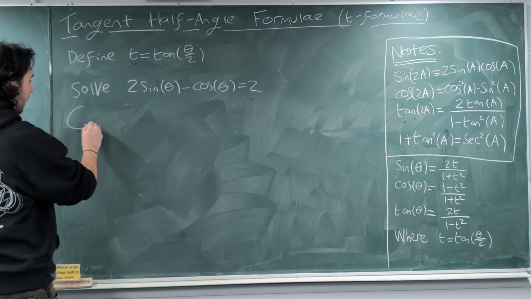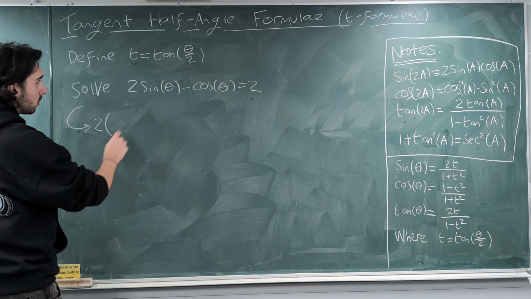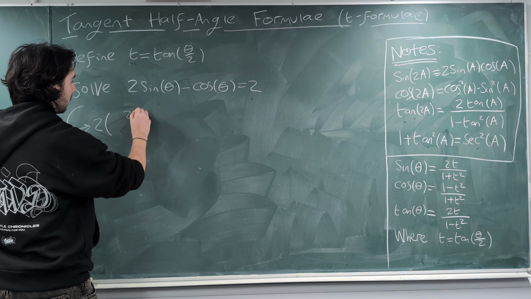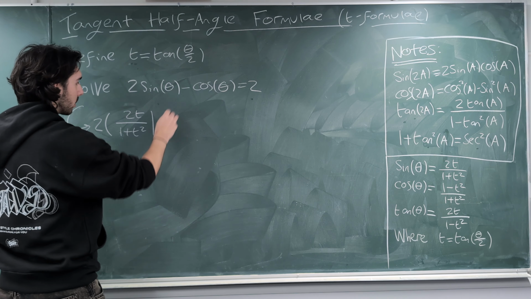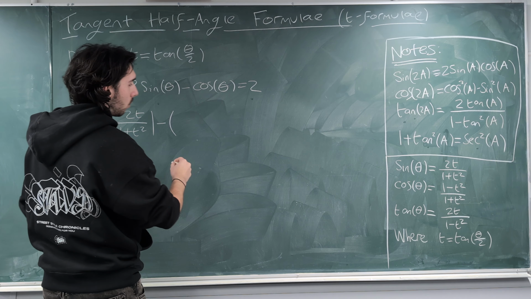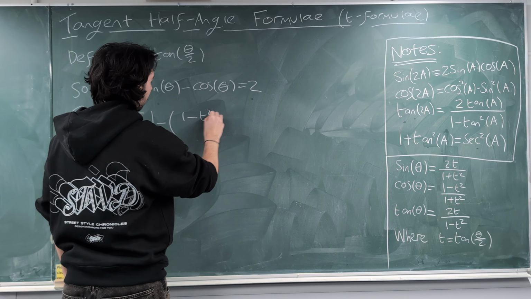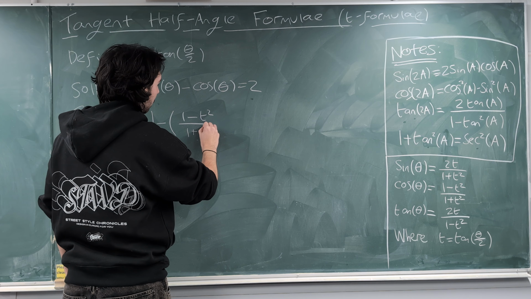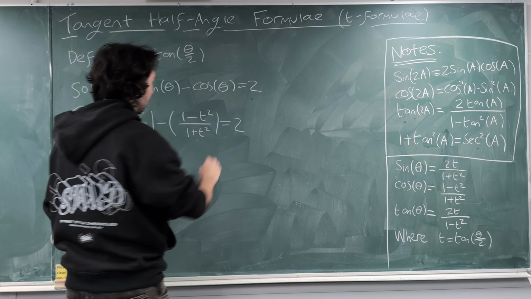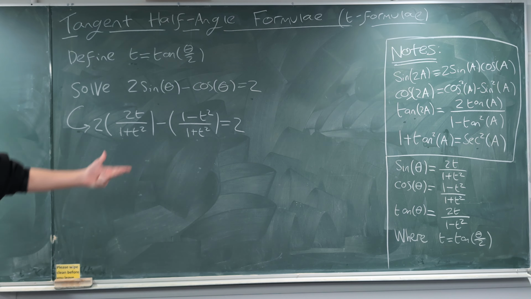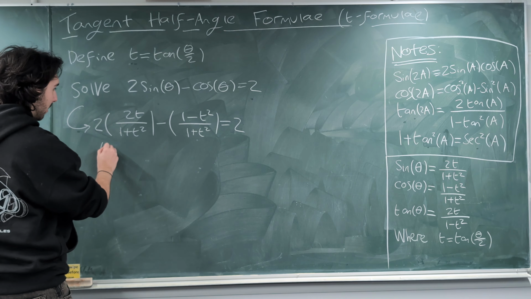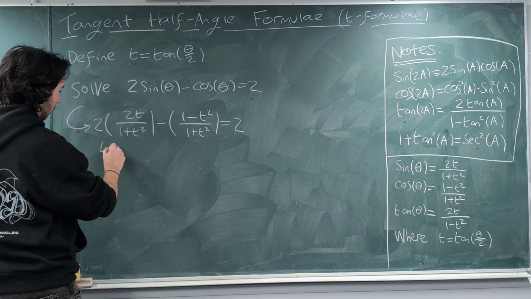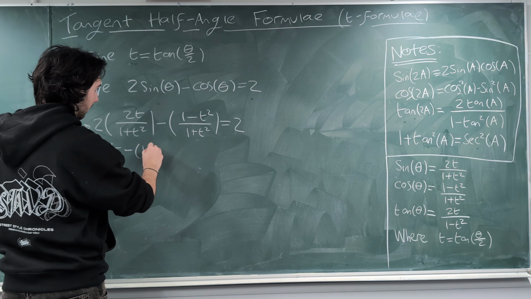So I can just rewrite this as 2 times, well, sine of theta is 2t over 1 plus t squared, and cos of theta is 1 minus t squared over 1 plus t squared. So do you see that I had a trig equation, but now I have an algebraic equation? And don't you think that's kind of sick, right? It's an algebraic equation because it's just t's. And so now I can just rearrange, maybe I'll just times everything by 1 plus t squared and then simplify.